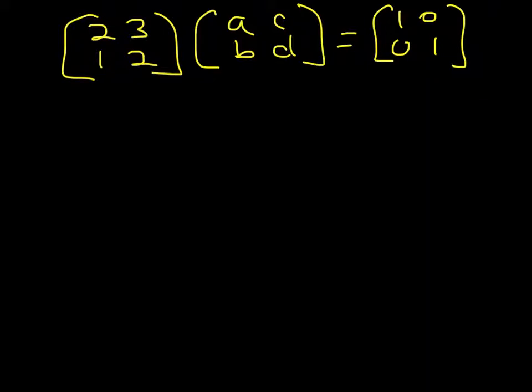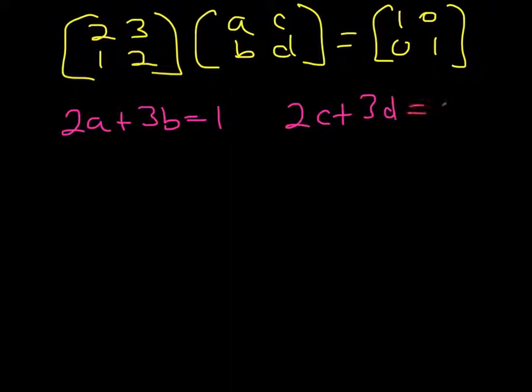So all I'm going to do now is just some simple matrix multiplication. If you recall, 2A plus 3B equals 1. And first row times first column gives you this first position up here. So just remember multiplication. And then we're going to have 2C plus 3D equals 0. And then 1A plus 2B equals 0. And 1C plus 2D equals 1.